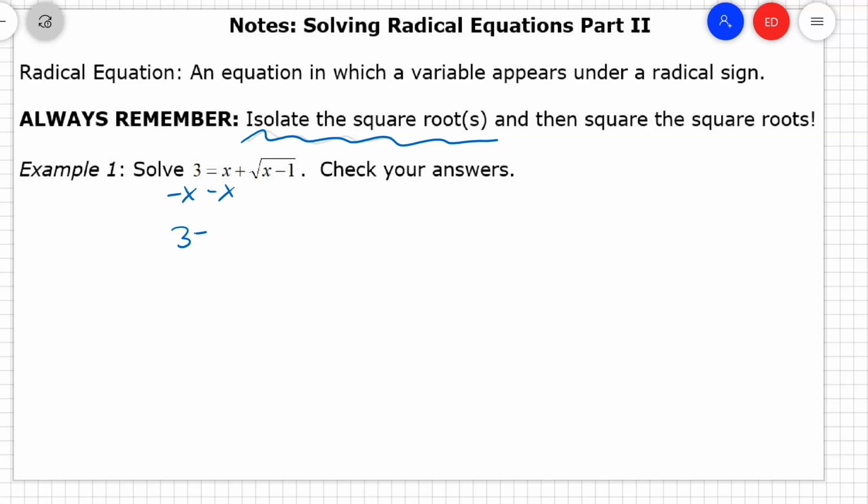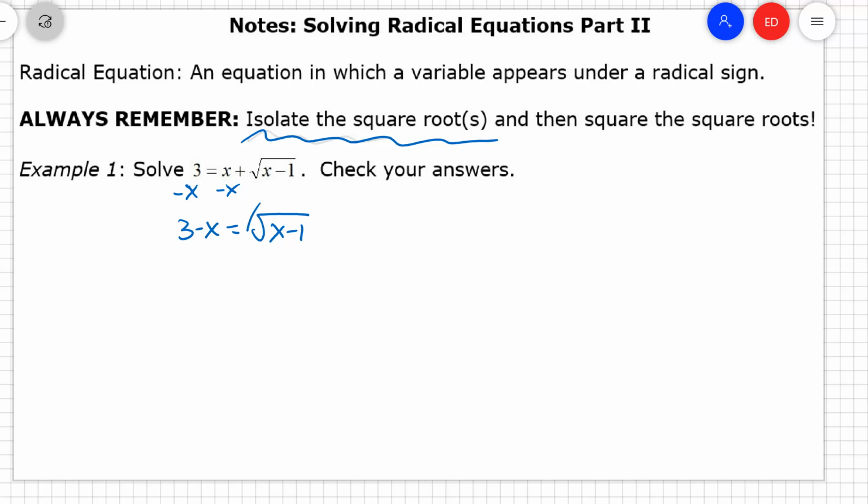I'm left with 3 minus x equals, and I put that in parentheses. It doesn't matter, you can have it in parentheses, you don't need it in parentheses right now. I was kind of setting it up for the next step. And we have the square root of x minus 1.